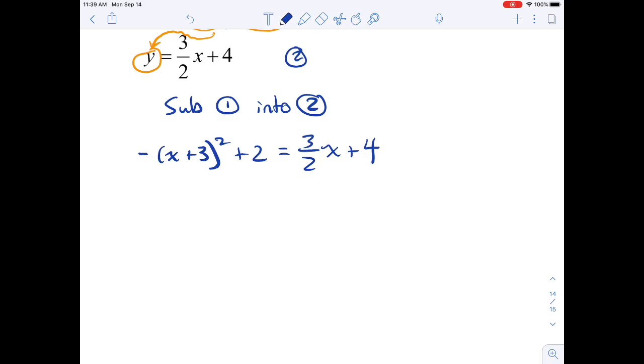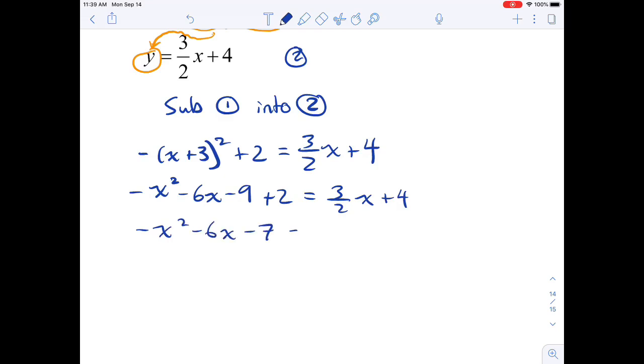Well, that means I just need to apply all the normal skills that we would if we were solving a quadratic equation. So I'm going to expand this stuff out that I have on the left side. So that'd be like negative, after a little bit of expanding, negative x squared minus 6x and minus 9. So that's after I also distribute in that negative sign. But then I still have to add 2 to that. And it's equal to the same stuff on the other side. If I simplify a little bit, I end up with something like this.